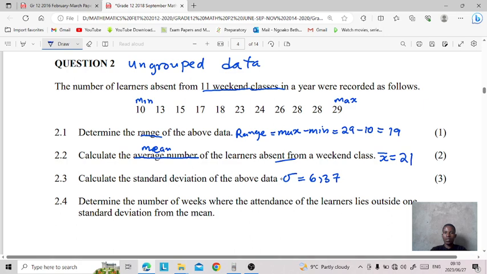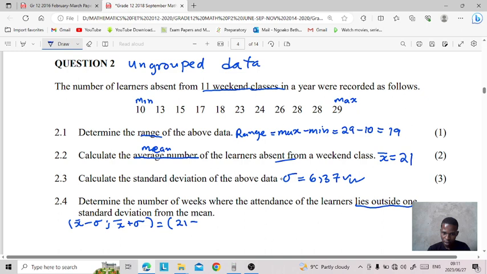Last one, determine the number of weeks where the attendance of learners lies outside one standard deviation. So for us to answer this question, we must get our interval first, where we set the mean minus the standard deviation and the mean plus the standard deviation. So now let's substitute the mean. We have 21 minus the standard deviation, 6,37, and then the upper limit we have 21 plus 6,37.